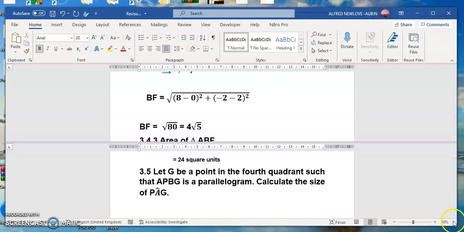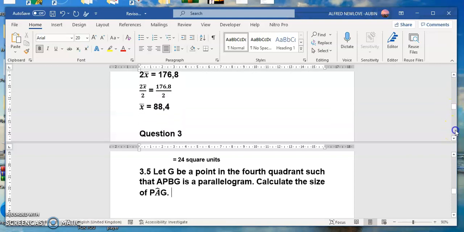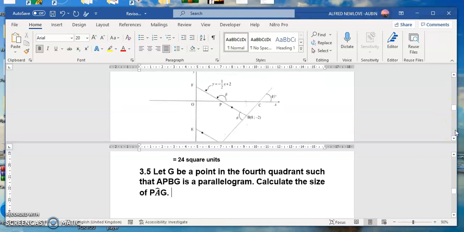It seems I still have time. Let me see if I can make use of that time. Let's see if we can go through this. Let J be the point in the fourth quadrant such that APB is a parallelogram. Calculate the size of PAJ. Okay, so I have this. Let J be the point in the fourth quadrant. Where's the fourth quadrant? There's quadrant 1, quadrant 2, quadrant 3, quadrant 4. Alright.